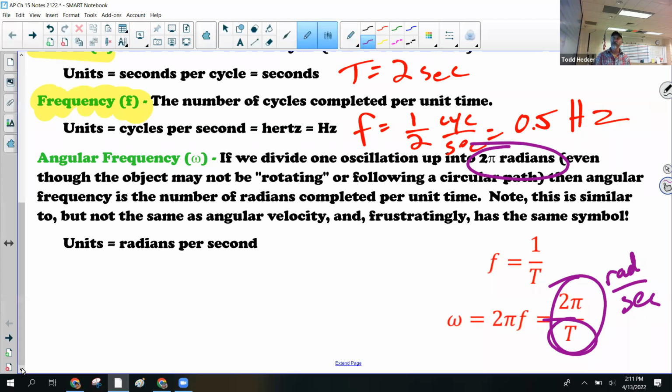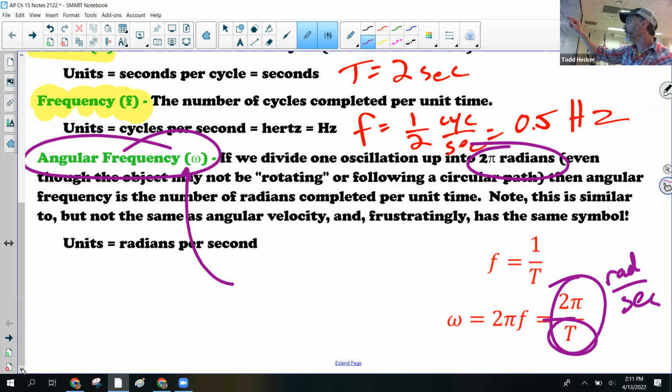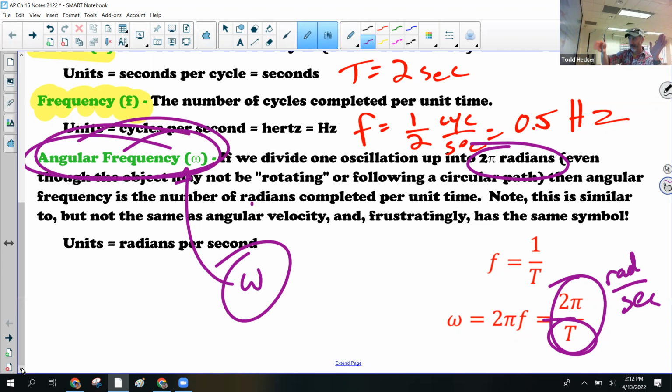All right. So the symbol we use for angular frequency is the Greek letter omega. This is similar to, but is not the same thing as angular velocity, which is frustrating because in previous chapters, we used omega to represent angular velocity. Now it's representing angular frequency. So you need to remember, if you're doing simple harmonic motion, omega is angular frequency, not angular velocity.